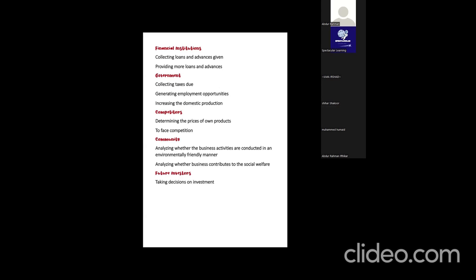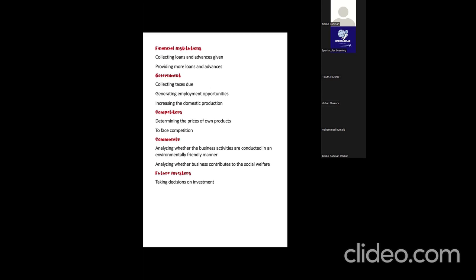And then the government. Their objective is to collect taxes on time, and to generate more employment opportunities. That means they want our business to generate employment opportunities, so we should hire employees. That is one of the objectives of the government. Also, an increase in the domestic production. They also expect the business to increase production, to produce more goods.